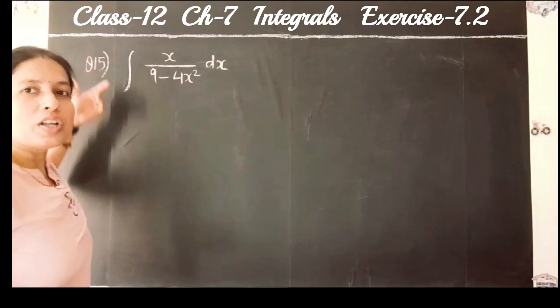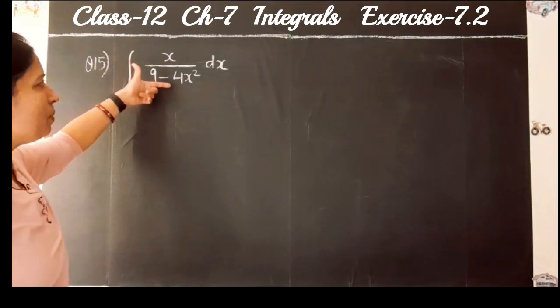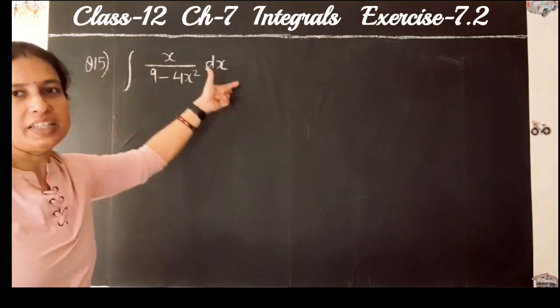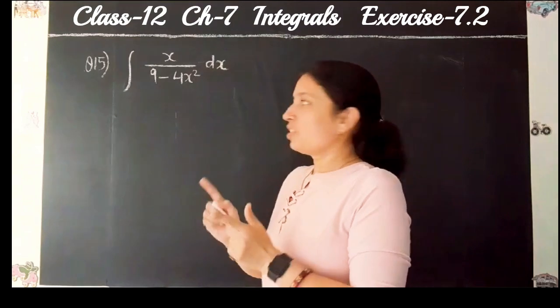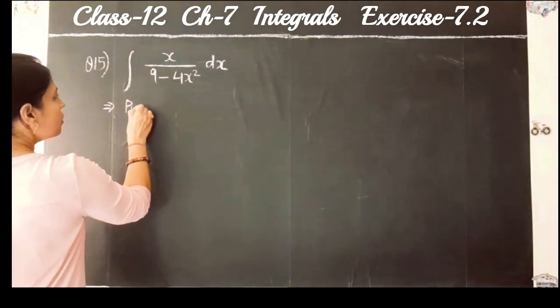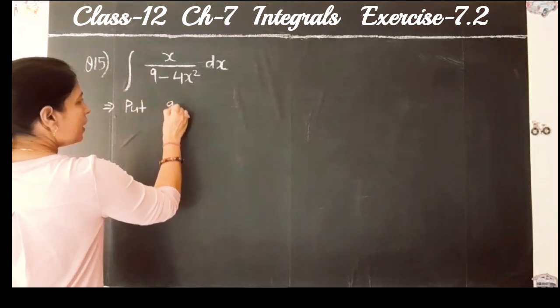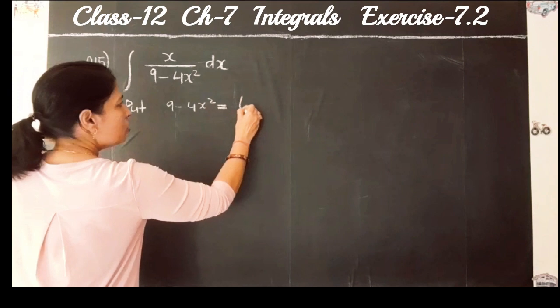So next one is question number 15. It is integral of x divided by 9 minus 4x square dx. And we know that derivative of x square is x. So first we put 9 minus 4x square is equal to t.